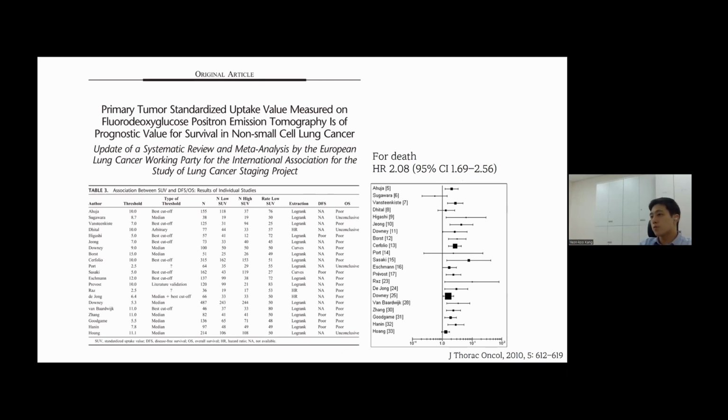Glucose metabolism of lung cancer measured as FDG uptake, known as standardized uptake value, SUV, is known to be a significant prognostic factor in lung cancer patients. The prognostic significance for predicting overall or event-free survival in lung cancer patients has been repeatedly reported by a number of clinical studies.